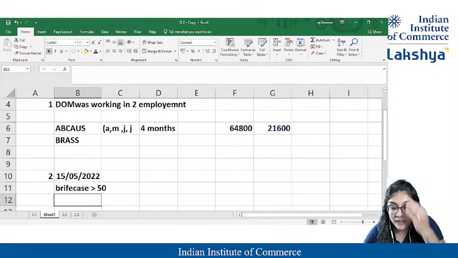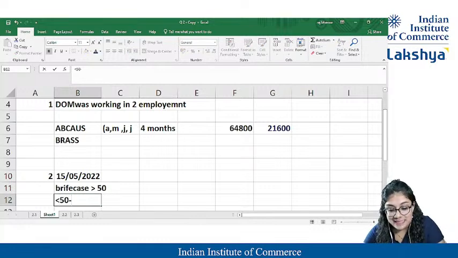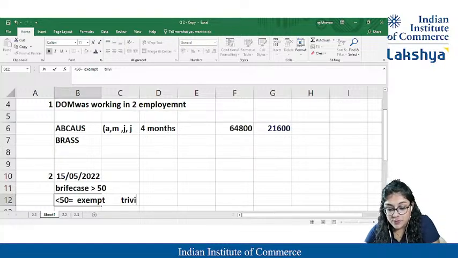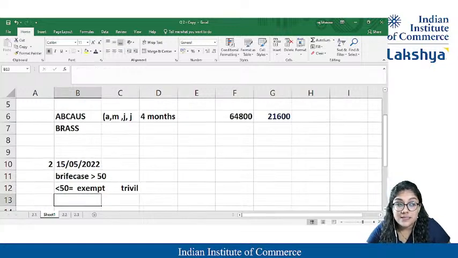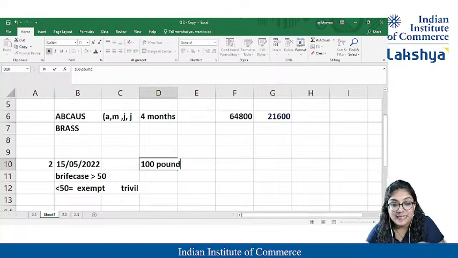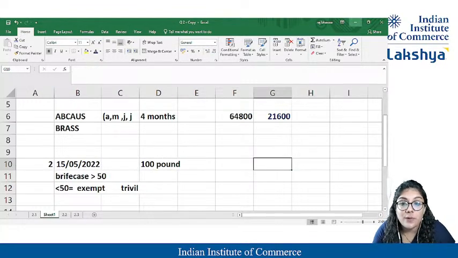Whatever I receive which is lesser than £50 is going to be exempt. But if you are receiving something more than £50, it's not going to be exempt, it is taxable. So as per trivial benefits, if it is more than 50, it is taxable. We are getting £100 over here, so that will be taxable. Taxable means I am supposed to add it in my income statement. So maybe 100 will be added in my income statement.